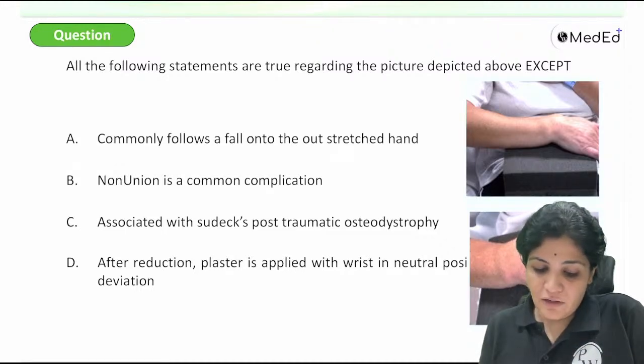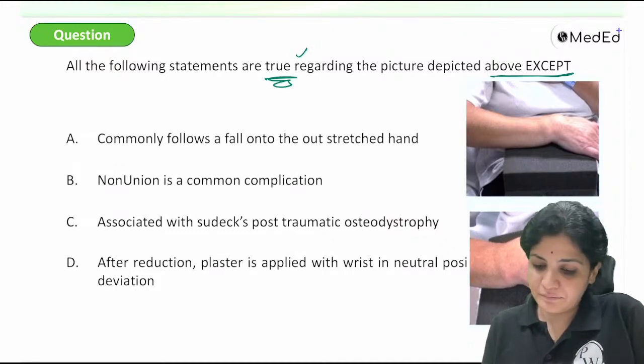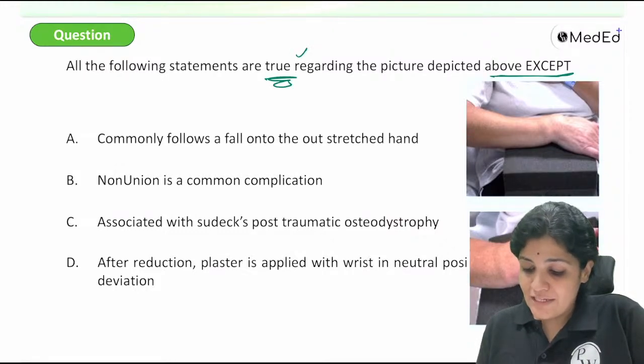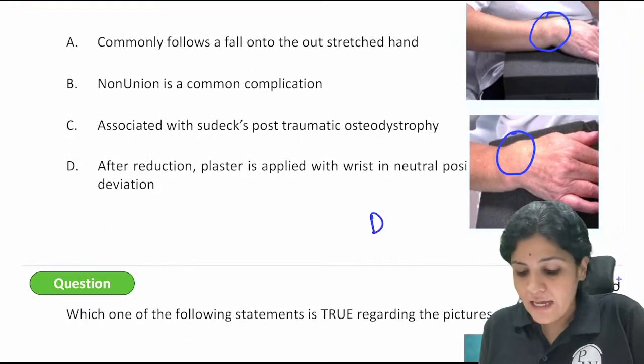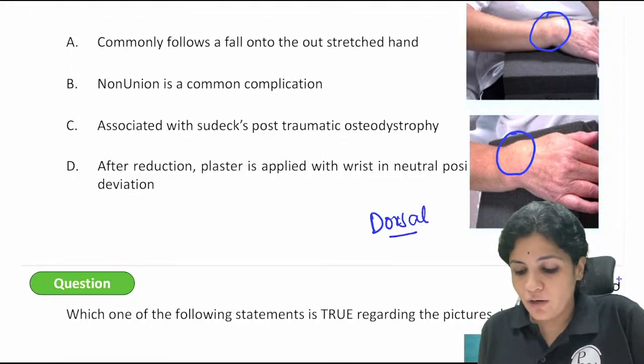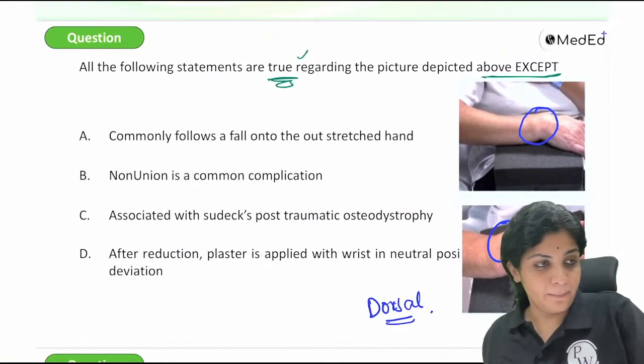What is this? All of the following are true regarding the picture except? As you see, there is some deformity here, and this deformity is mostly seen on the dorsal side. So what do you think this fracture is?